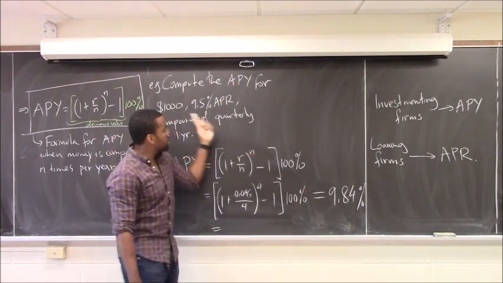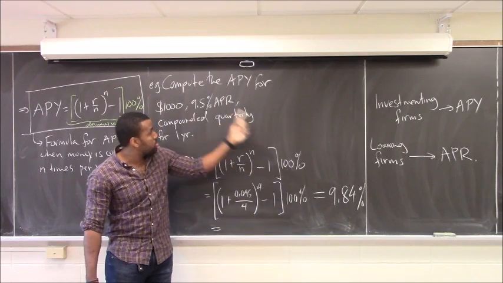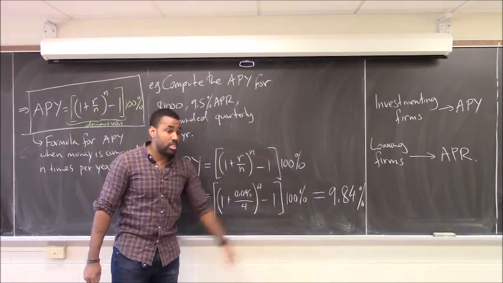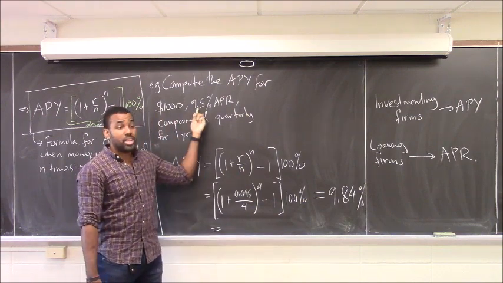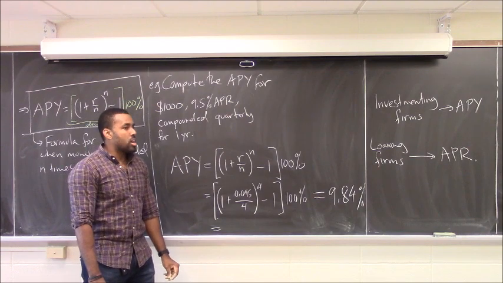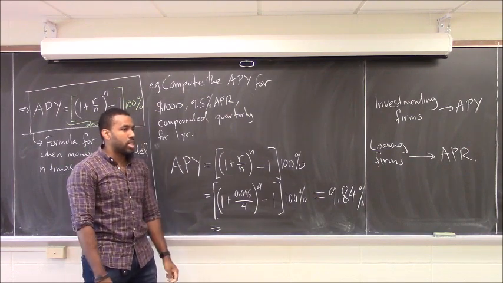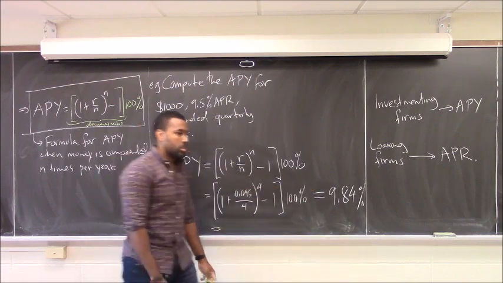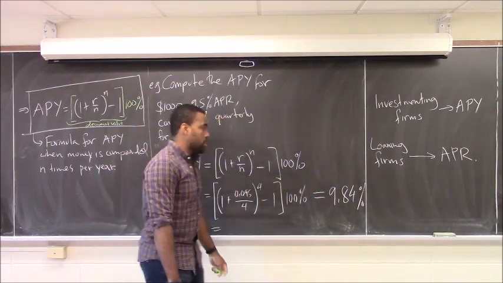People use these different numbers because the APY tends to be higher than the APR. So if you're investing money, they're going to want to advertise this. If you're borrowing money, they're going to advertise that. And you should be aware that just because your credit card tells you they're charging you 21%, it's actually a little bit higher effectively per year. And then that gets compounded every year.